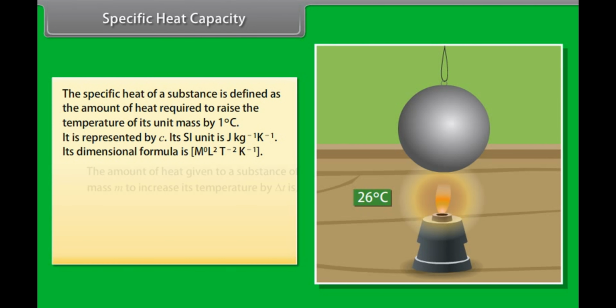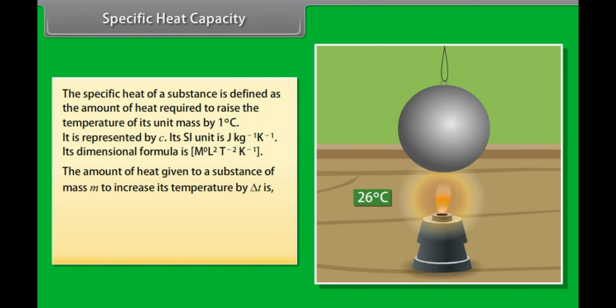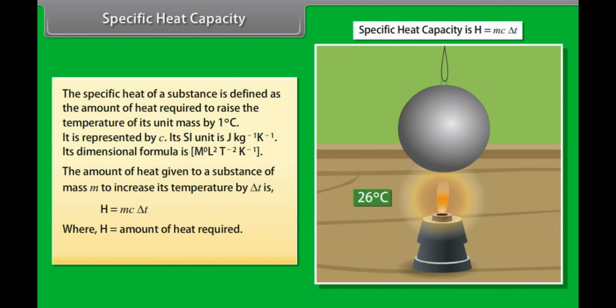The amount of heat given to a substance of mass m to increase its temperature by delta T is H equal to m c delta T, where H is the amount of heat required and C is the specific heat of the body.